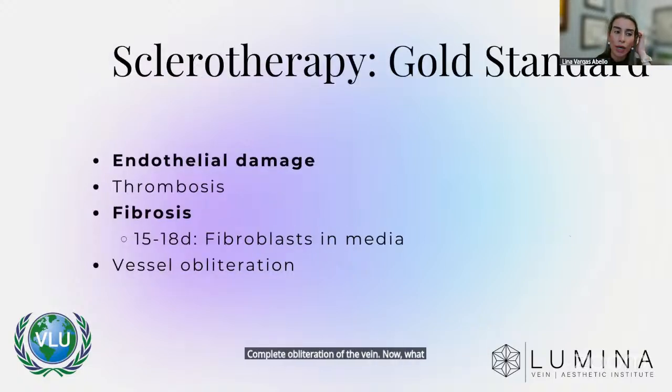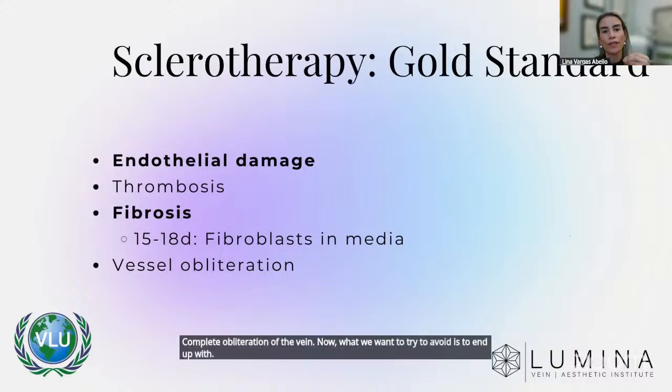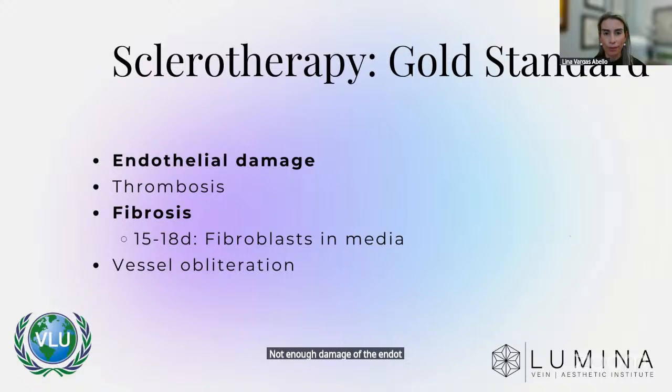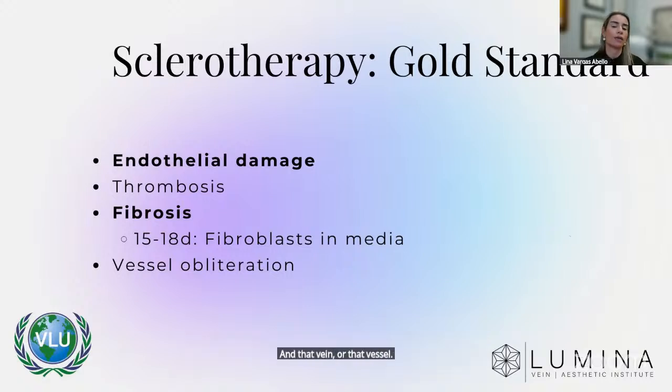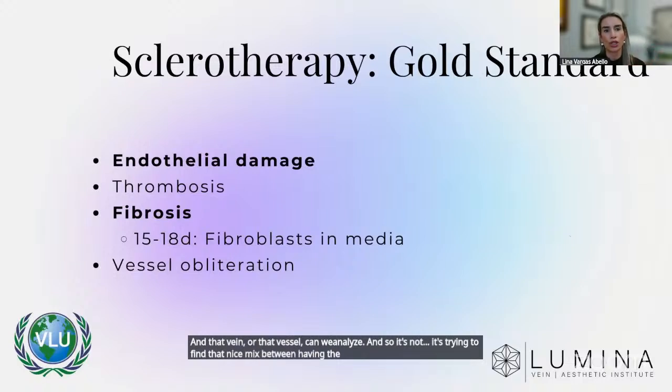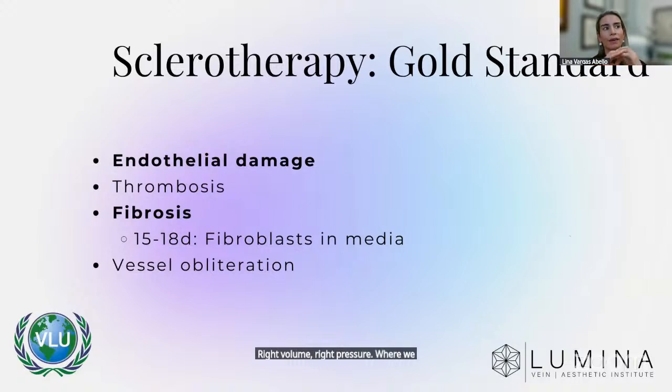Now, what we want to try to avoid is to end up with not enough damage of the endothelium and thrombus formation, because that thrombus is actually going to be cleared by normal processes of fibrinolysis. That thrombus is going to get cleared, and that vein or that vessel can recanalize. And so it's trying to find that nice mix between having the right concentration, right volume, right pressure, where we really completely damage that endothelium without leading to thrombosis that then recanalizes.